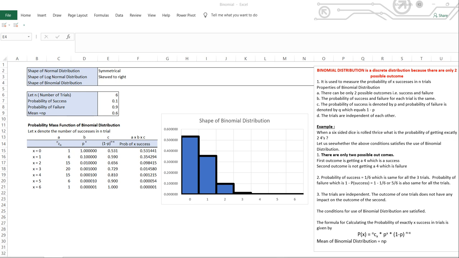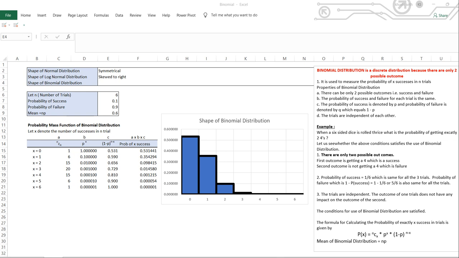A binomial distribution is a discrete distribution where there are only two possible outcomes, success or failure, and it can be used to measure the probability of X successes in n trials. Now we will discuss the properties of the binomial distribution. There can be only two possible outcomes, either a success or a failure. The probability of success and failure for each trial is the same. The probability of success is denoted by P, and the probability of failure is denoted by Q, which equals 1 minus P. And the trials are independent of each other.